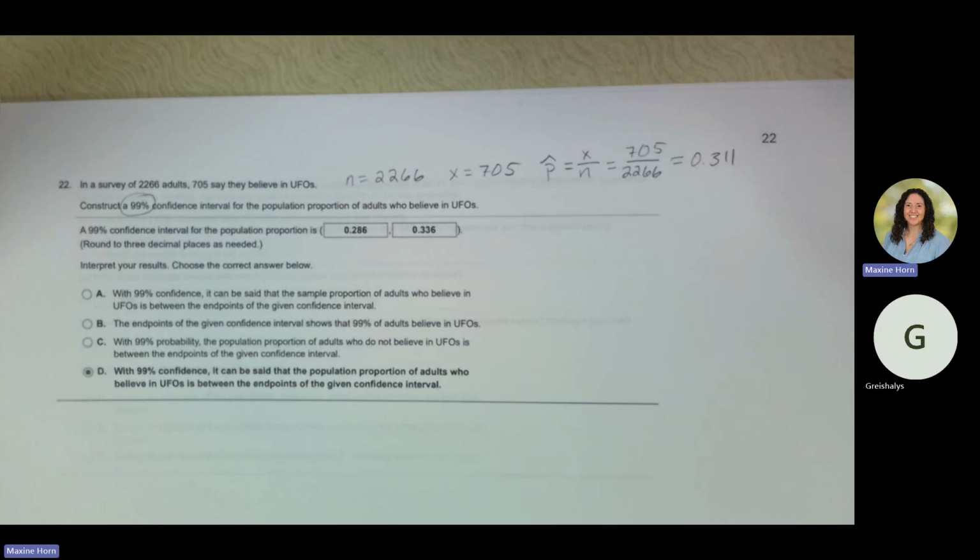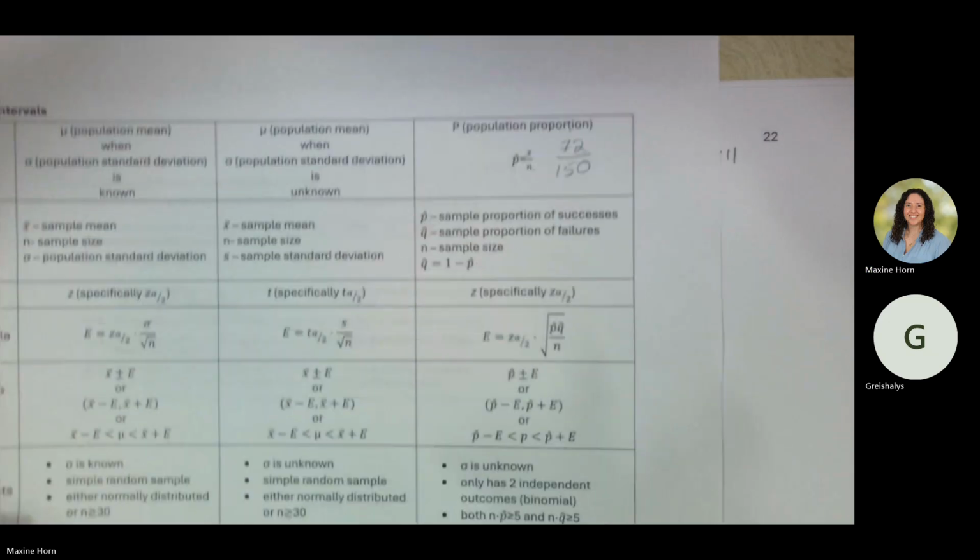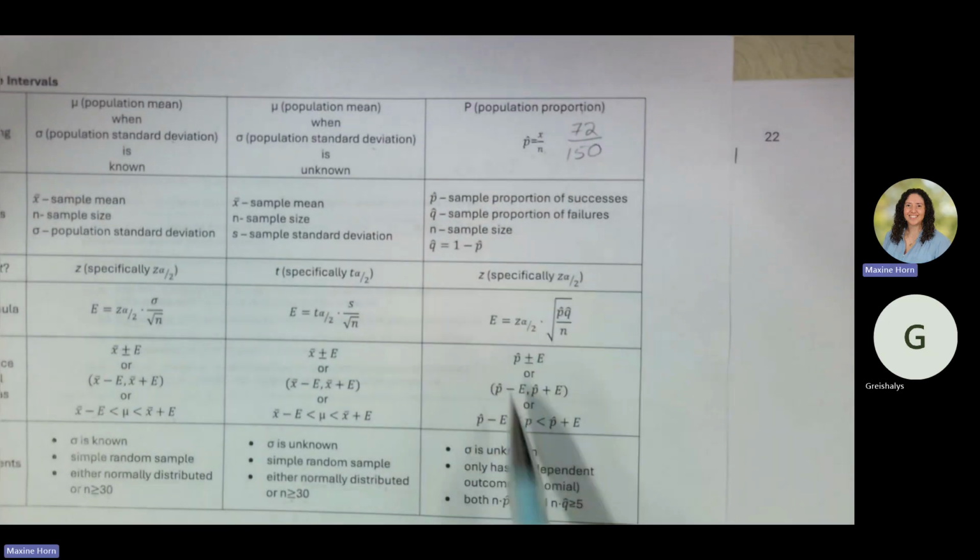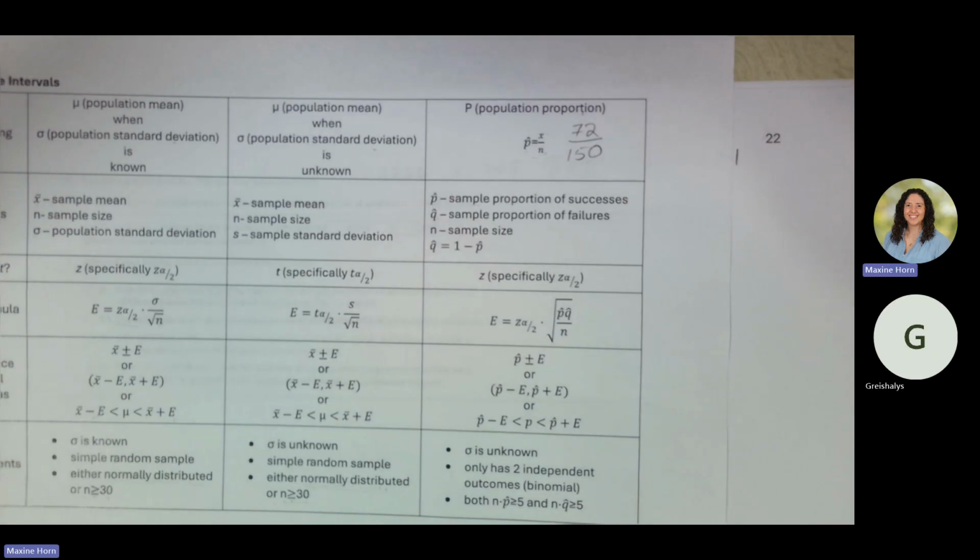So let's go back to, if we were to do this by hand, I don't think we've done one of these yet by hand. So we're going to do this one by hand, and then we're going to do it in the calculator. Okay, hold on just one second.